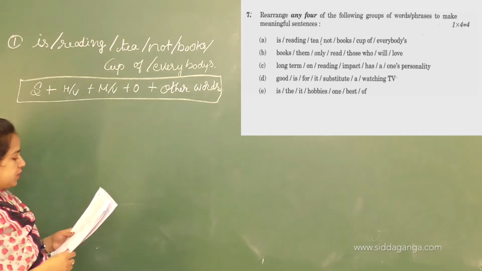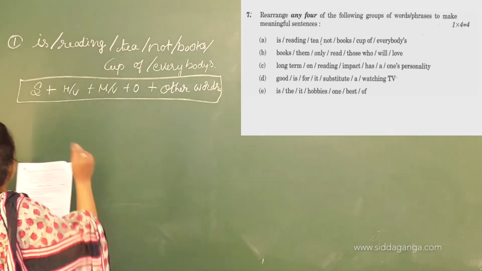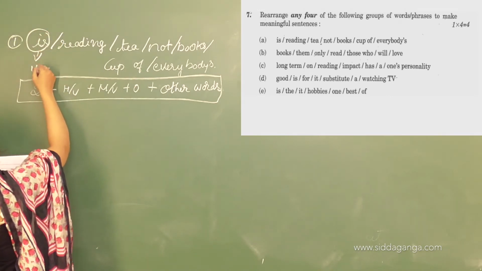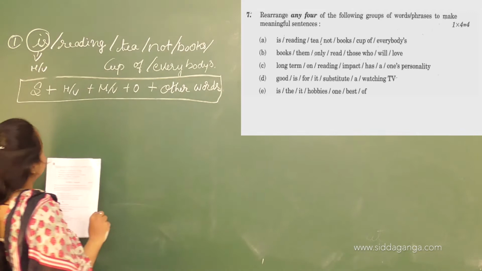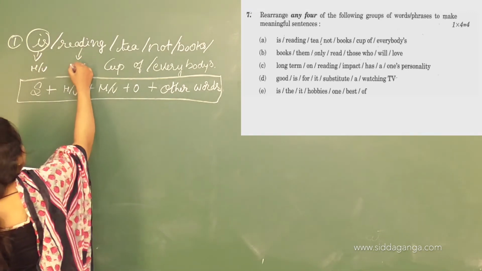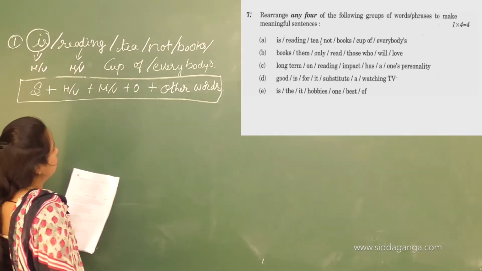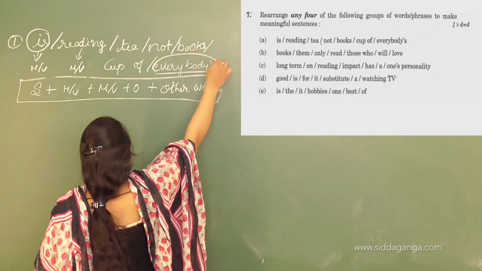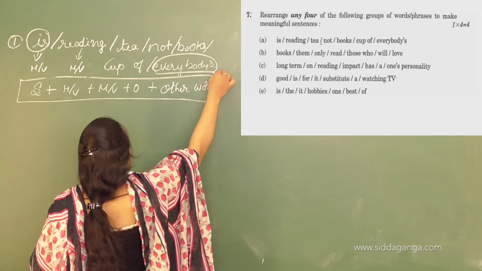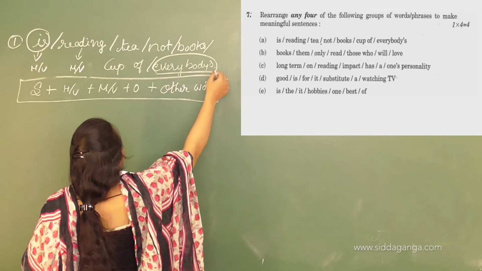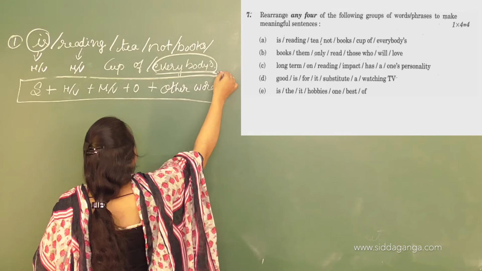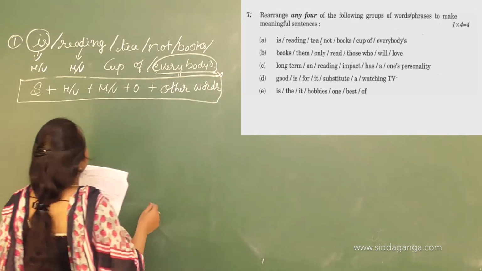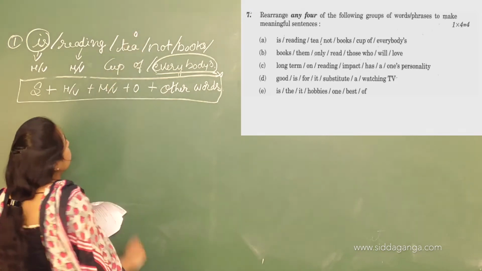Okay, so let's talk about this sentence. In this sentence, is is the helping verb. Then next is the main verb. Reading is a main verb. Now here you can take this as a noun, or you may take this as an object, and here also you will get an object.